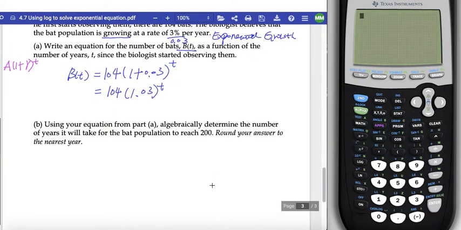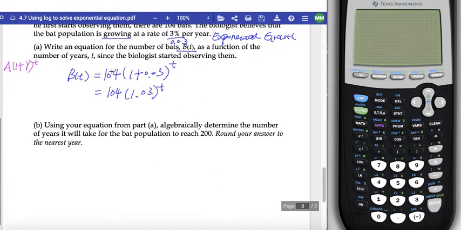And second, using the equation from part A, we are going to determine the number of years it will take for the bat population to reach 200, and round the answer to the nearest year. So this says the number is going to reach 200. Let's write that down here, equal to 200. Notice that we are looking for t, the exponent, so we are going to isolate this part. We are going to divide both sides by 104.